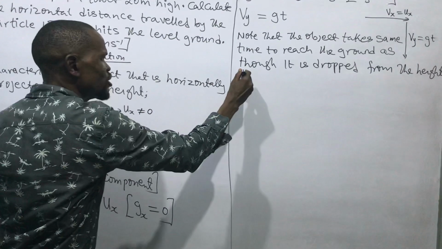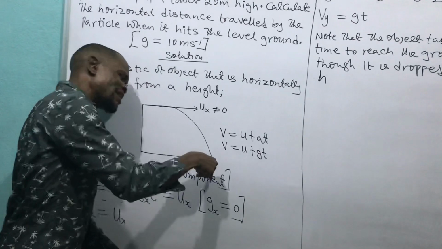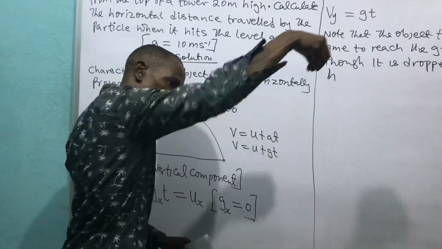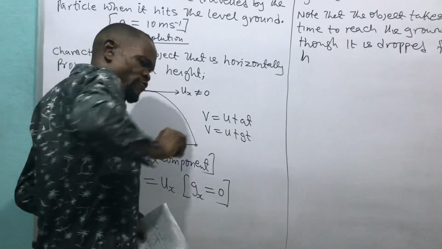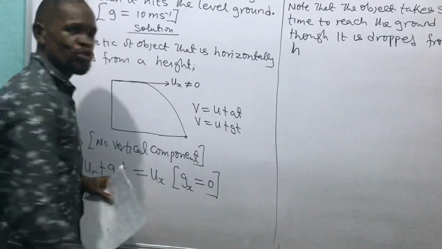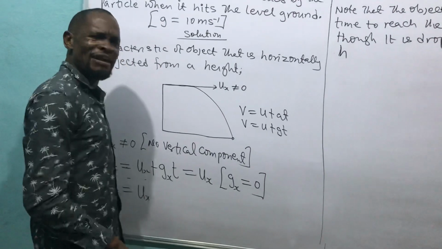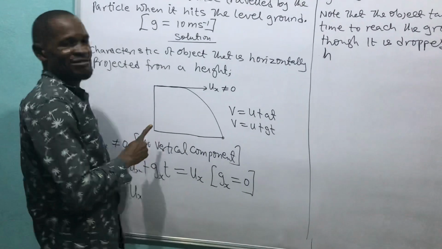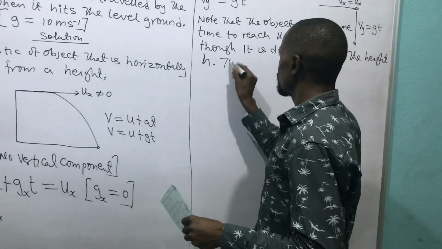So this object you throw from the window of a vehicle will land at the same time as if you just drop it like this. As you throw it, it will land on the ground as if you drop it like this. So the horizontal motion has no effect on the time it will use to hit the ground. That's the characteristic of x.